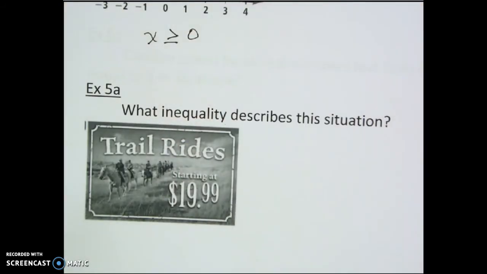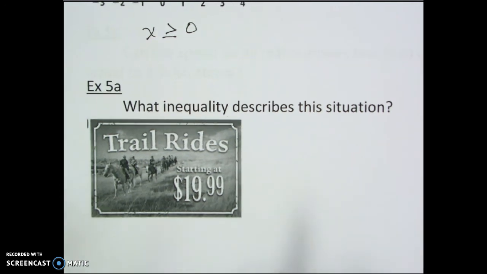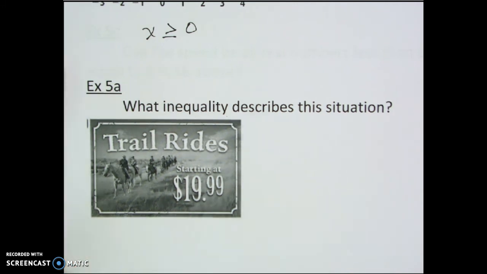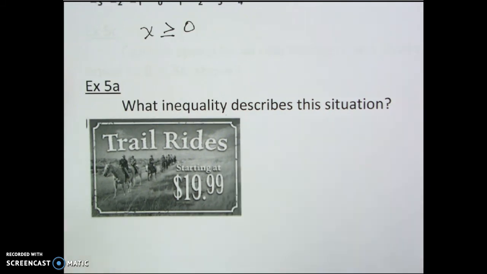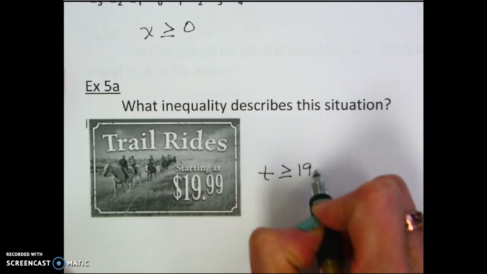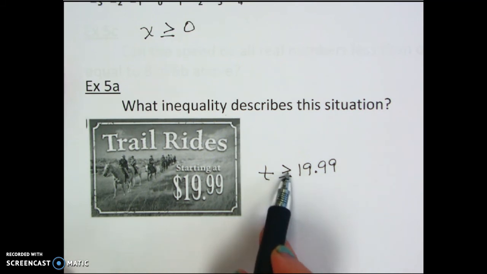Next, what inequality describes this situation? We want trail rides starting at 1999. So what inequality would show that we are starting at 1999 and our numbers can be larger than that? Well, trail rides are going to be greater than or equal to 1999. They could be equal to 1999 because that's where they start, but they could also be anything greater than that.